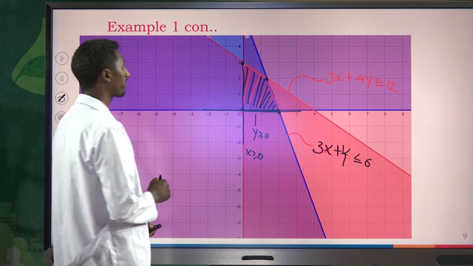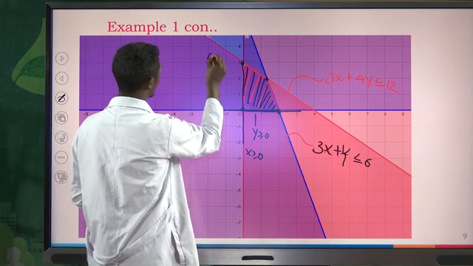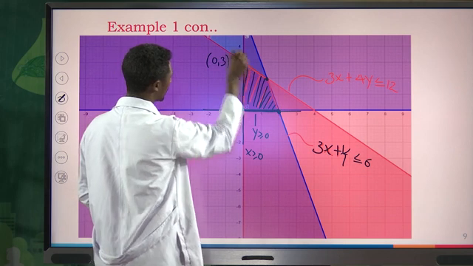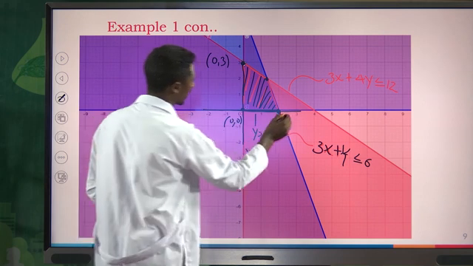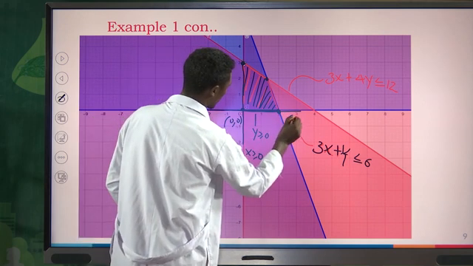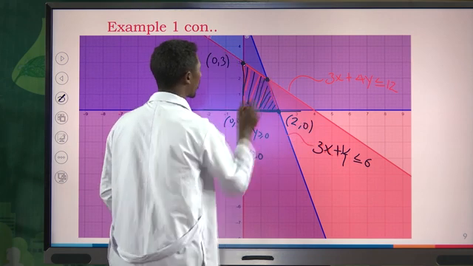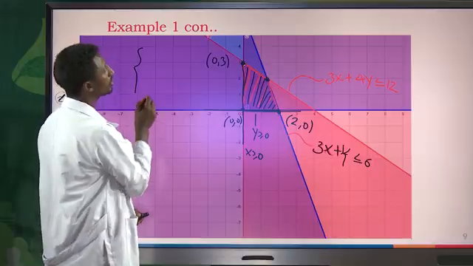So how can we find these corner points now? This one is (0, 3). It's the y-intercept of this line. And we have this, which is (2, 0). And how can we find this point of intersection? It's a point of intersection of 2 lines.